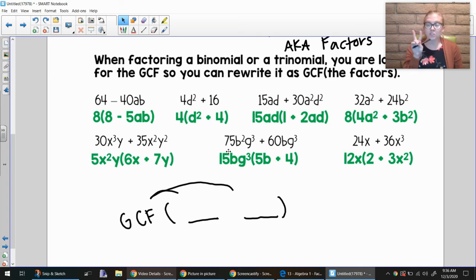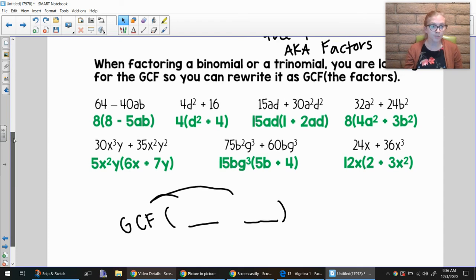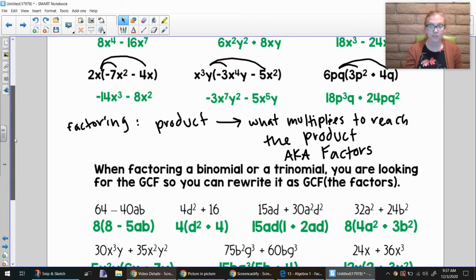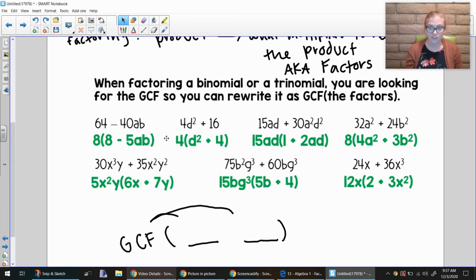So in this video, we did 2 main things. We multiplied a monomial by a polynomial by using the distributive property. Then we reversed that process and factored. So we took a product and found what multiplies to reach that product by factoring out the greatest common factor.